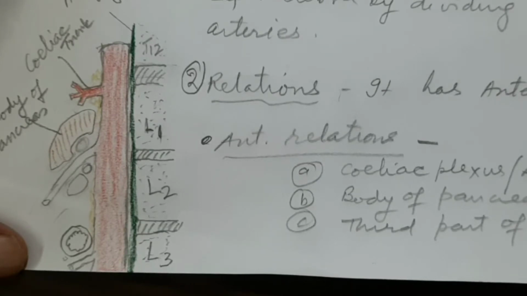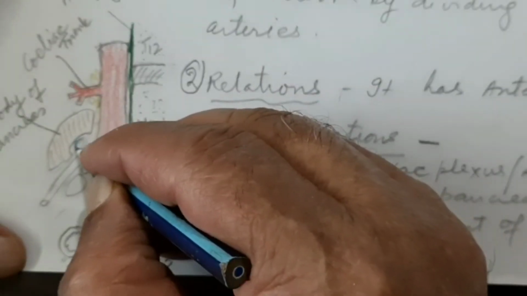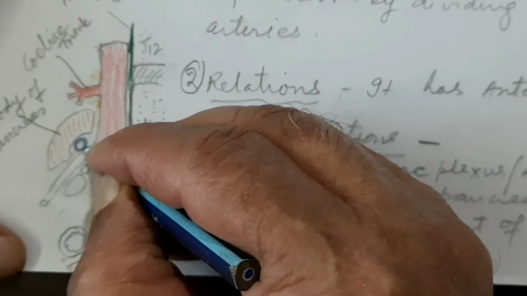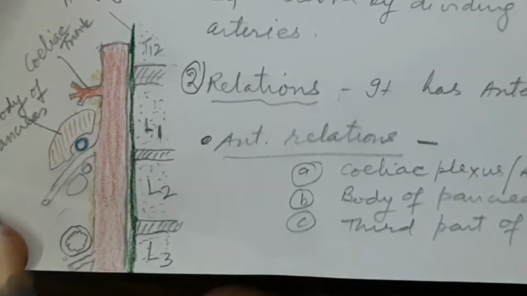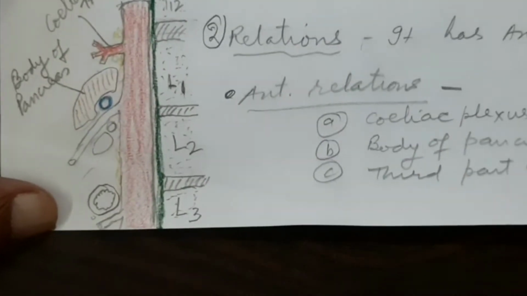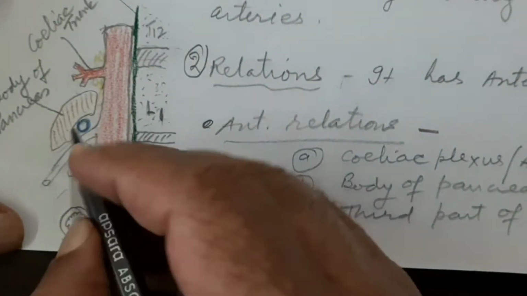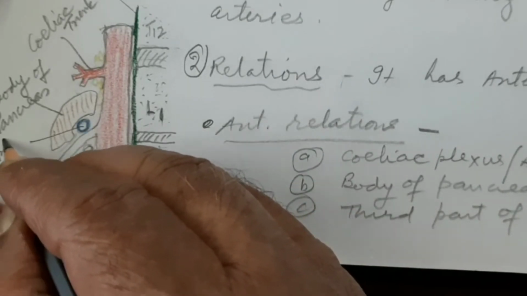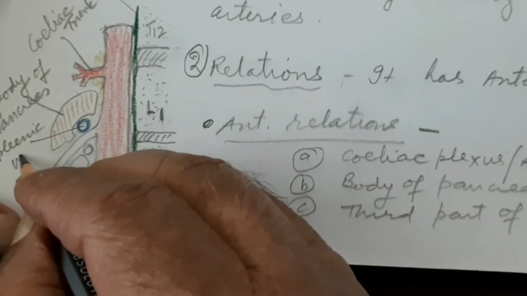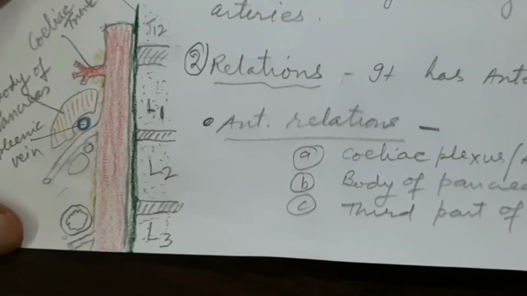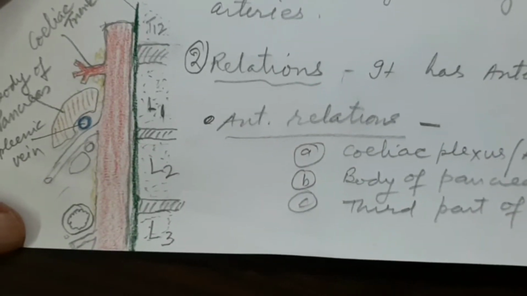And then there will be a vein, and this vein is called the splenic vein, which lies on the posterior surface of the body of the pancreas, mostly embedded within the substance of the pancreas. So this is the splenic vein, posterior to the body of pancreas, but lying anteriorly in relation to that of the aorta.